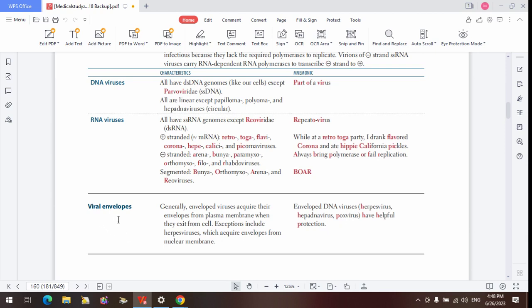So now what about this viral envelope? Almost all of them synthesize their viral envelope by using the plasma membrane of the cells that they infect. As they exit those cells, they take along a portion of the plasma membrane so that they can form their own viral envelope and be covered. The exception to that is the herpes viruses. They don't get their envelope from the plasma membrane. They get it from the nuclear membrane.